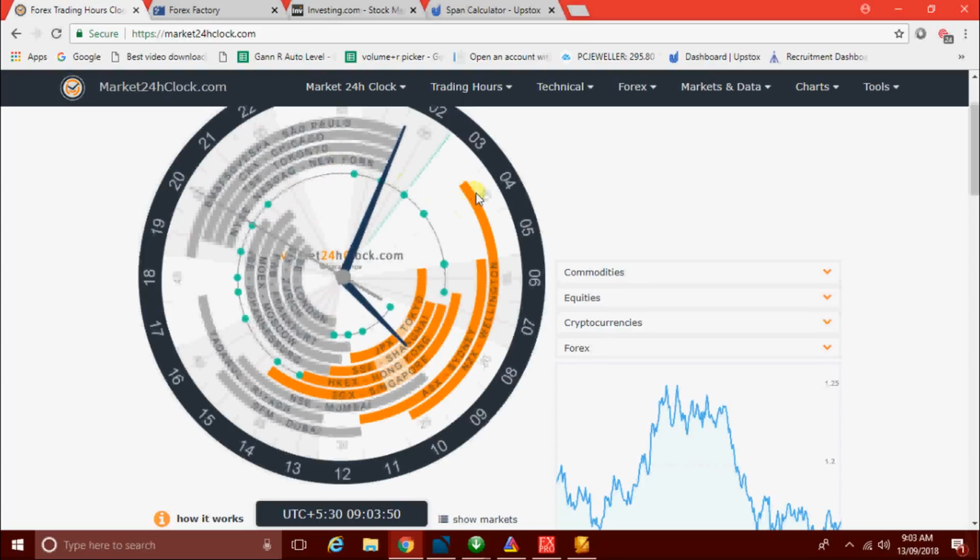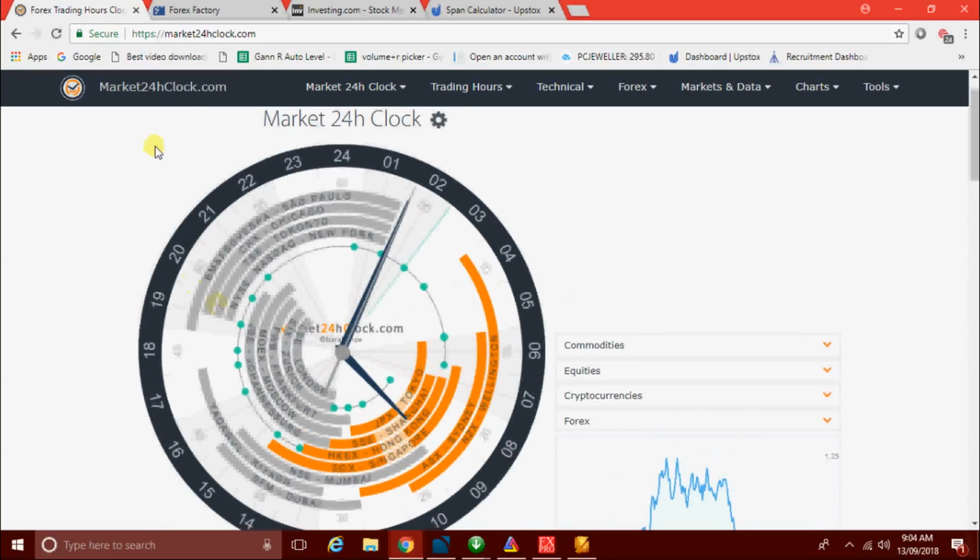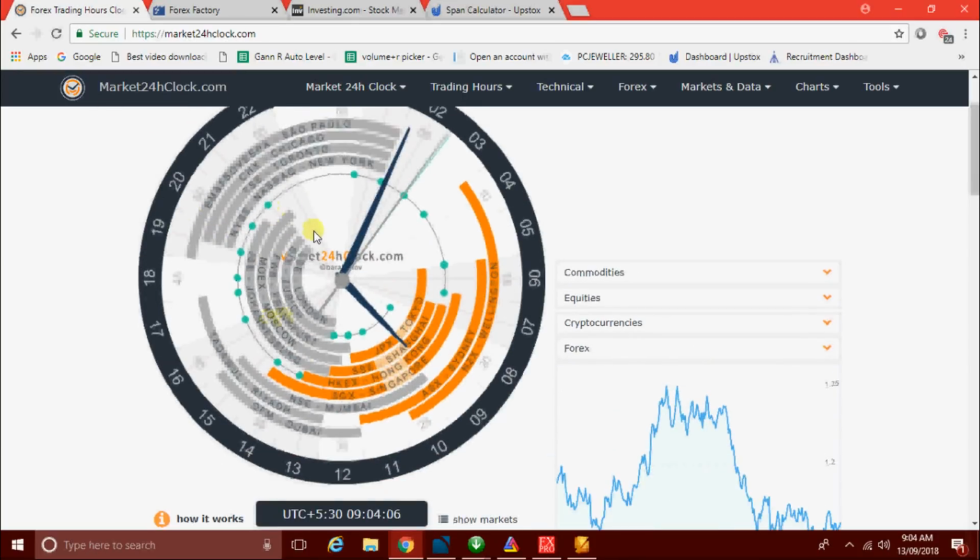Here you can see the highlighted ones, which means those markets are open now and the other market is closed. Once a market opens, its exchange is highlighted, which means that market is open. So note that this market 24h clock helps to know which markets are open and at what time. Mainly London and New York cause fluctuation in our market.